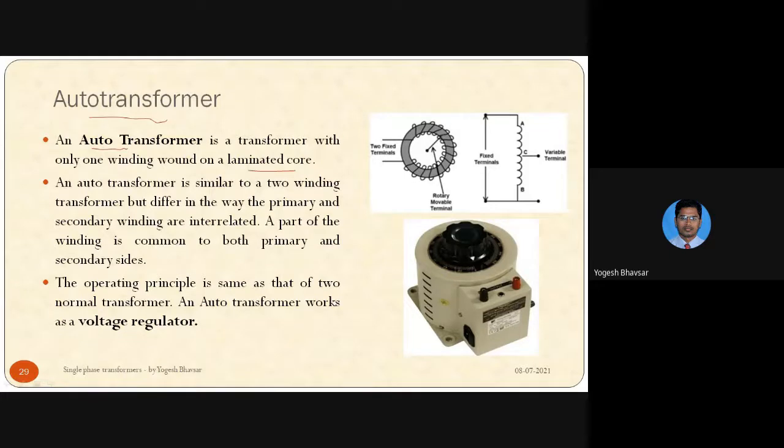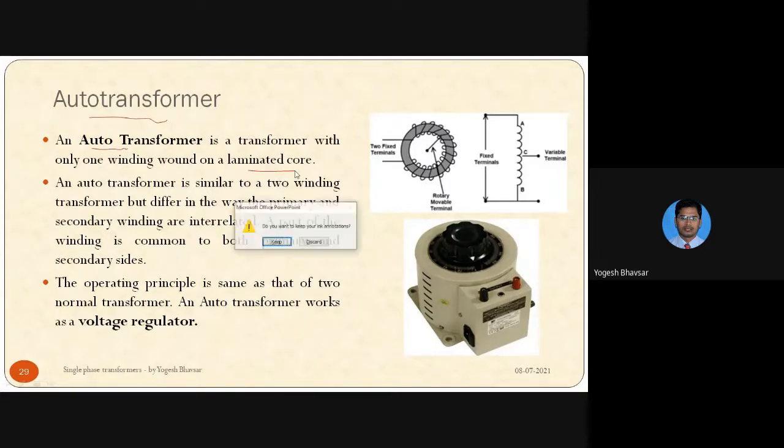It is similar to a two winding transformer, but differs in a way. The primary and secondary windings are interrelated. Here, primary and secondary windings both are interrelated. So part of that winding is common to the primary and the secondary. That's why it has only one winding, which is common for both the primary and the secondary sides.